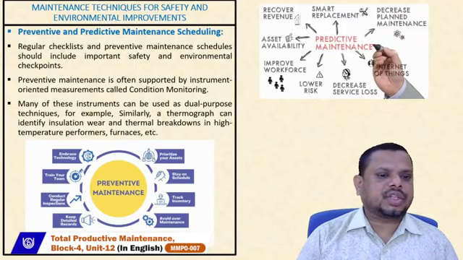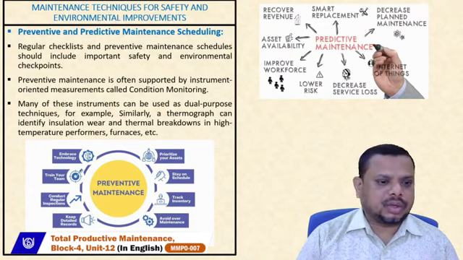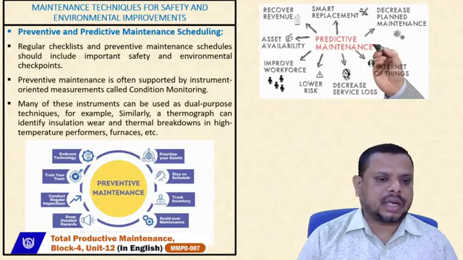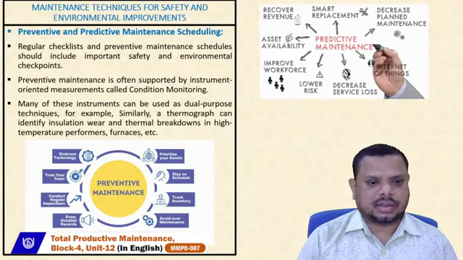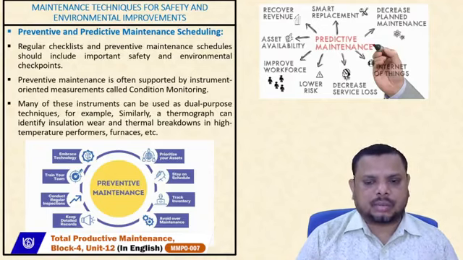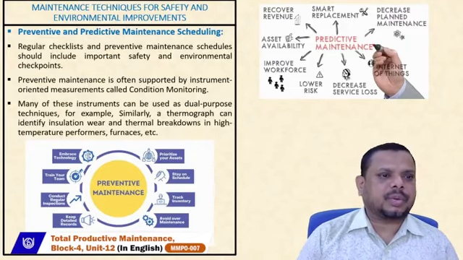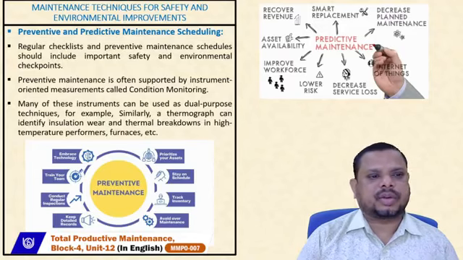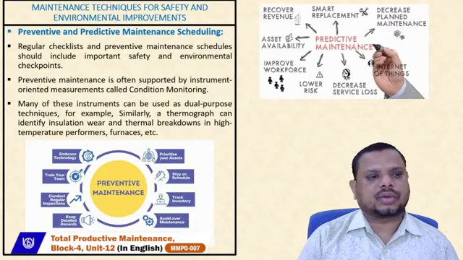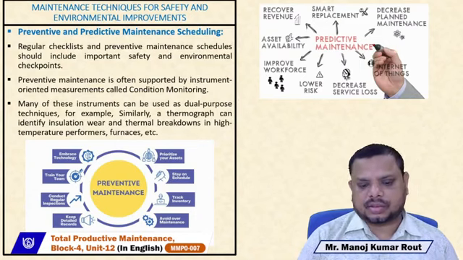The last point is that many of the instruments can be used for dual-purpose techniques. For example, thermography can be used to identify insulation wear and thermal breakdown in high-temperature equipment like furnaces. Similarly, thermography is also used for condition monitoring of various temperatures. So depending upon the consequences of implementing preventive and predictive maintenance, you can use a large amount of condition monitoring, and automatically the safety and environmental improvement should be done by the organizations.